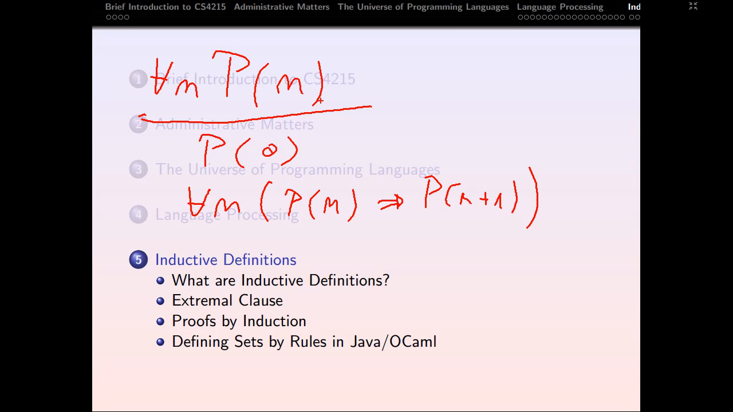And why does this work? There's a very simple intuition. We have just proven that P(0) works. Then if I plug P(0) here, I'm going to get that P(1) works. P(1) is true, and now that I know that P(1) is true, I'm going to plug P(1) in here, and I'm going to find out that P(2) is true. And I can go like this ad infinitum, forever.